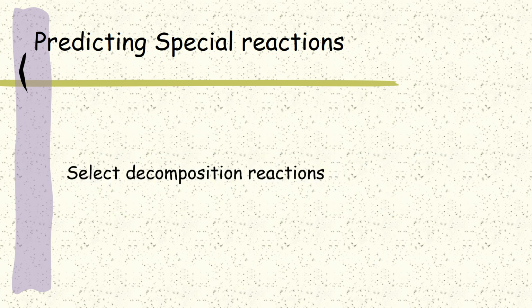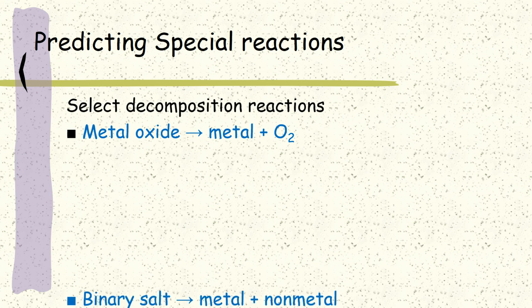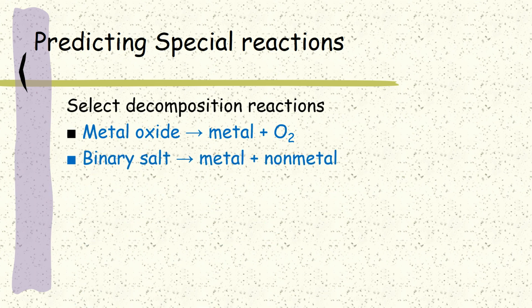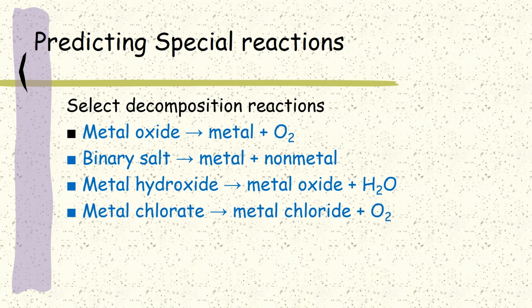All right, so decomposition reactions. Kind of the same thing, just in reverse. If I have a metal oxide, it's going to break down into the metal and oxygen. If I have a salt, it's going to break down into a metal and non-metal. If I have a metal hydroxide, it's going to break down into the metal oxide and water. And if I have a chlorate, it breaks down into chloride and oxygen.